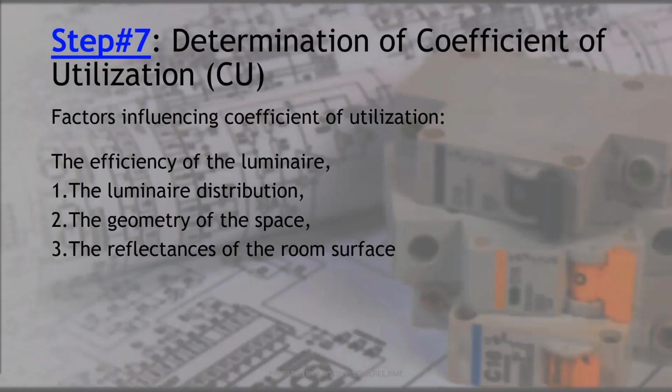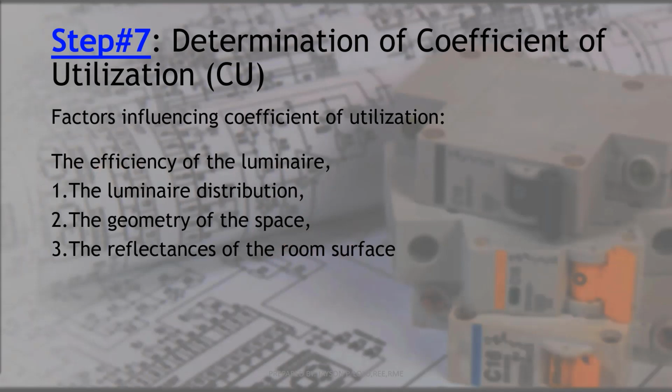And next is step 7. I already mentioned the coefficient of utilization, but there's a computation for this. The factors influencing the coefficient of utilization are, number 1, the luminaire distribution, the geometry of the space or the length and width of the space, and the reflectance of the room surfaces. So we have the 3. These 3 factors will affect the efficiency of the luminaire.